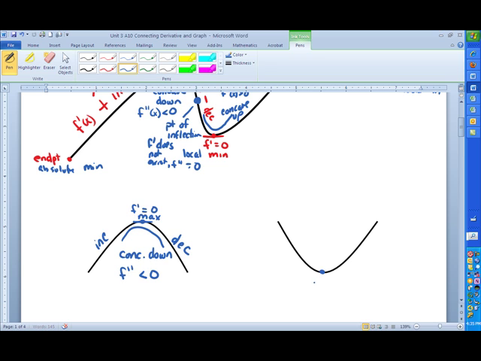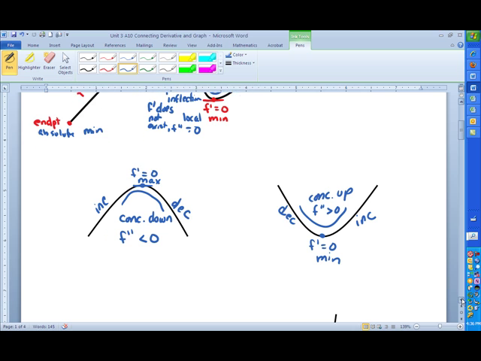Over here we have a first derivative of 0. It gives us a min. We're going from decreasing to increasing, which gives us a concave up, which is when our second derivative at that point is greater than 0. And so we'll use all of these items in just a moment when we're looking at functions.